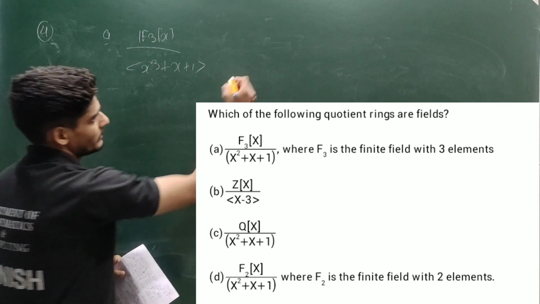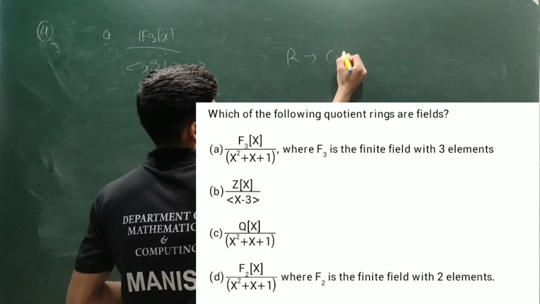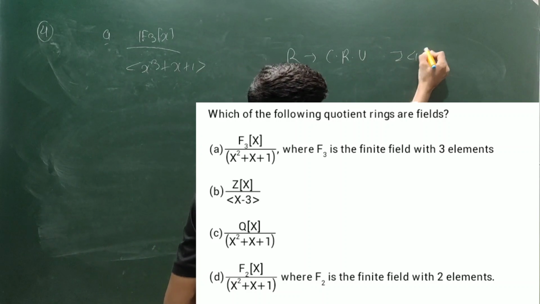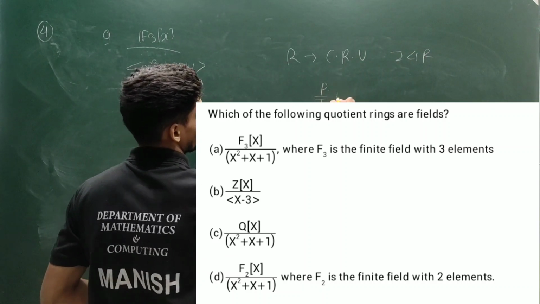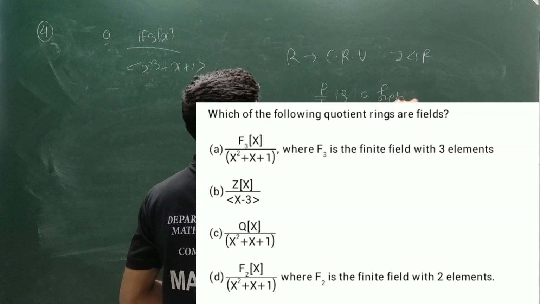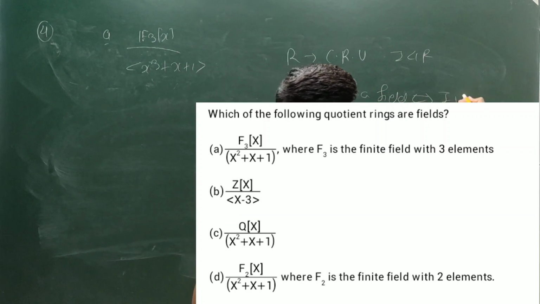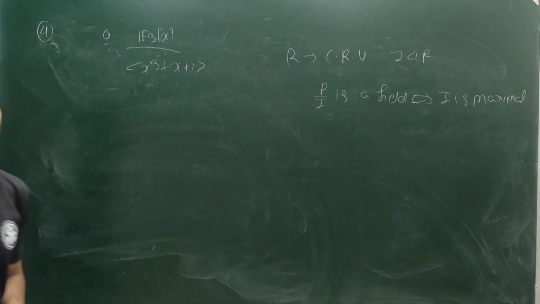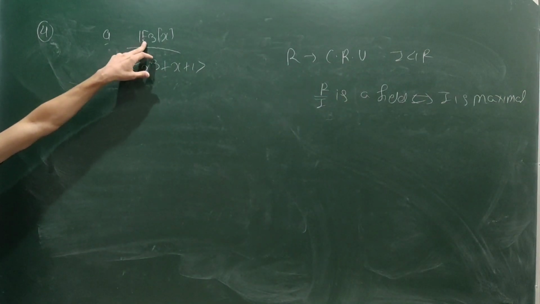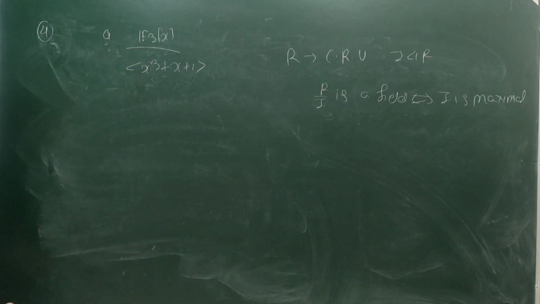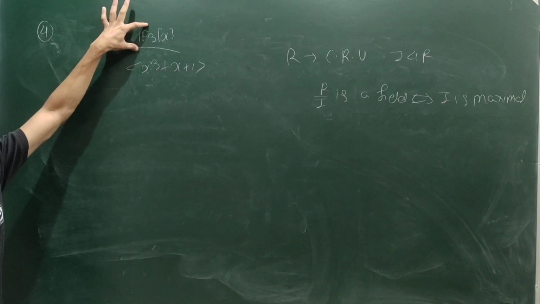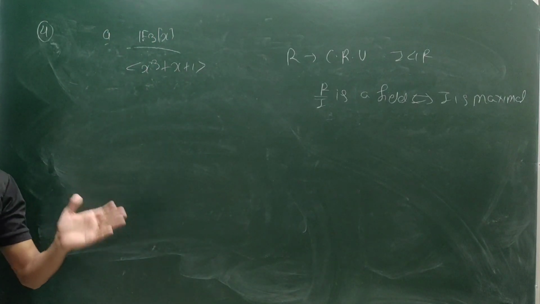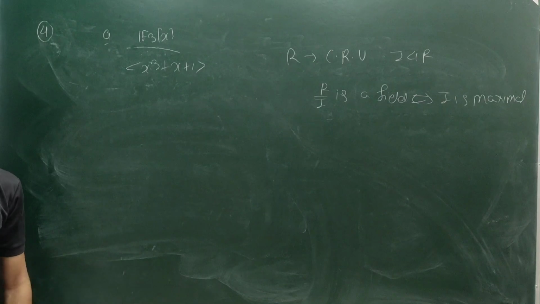I know that whenever R is a commutative ring with unity and I is an ideal of R, then R by I is a field if and only if I is maximal. This I know that. Can it be a maximal ideal of this Z3[x]? See, this F3 is a field, so this F3[x] is a PID, and in a PID an ideal generated by an irreducible element if and only if it is maximal.